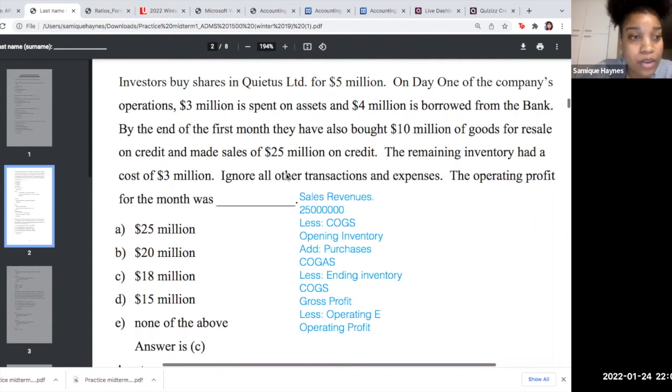Do we get it now? So what is the cost of goods sold? The cost of goods sold is 0, which is opening inventory, add purchases, and purchases is 10 million. Gives us cost of goods available for sale of 10 million.